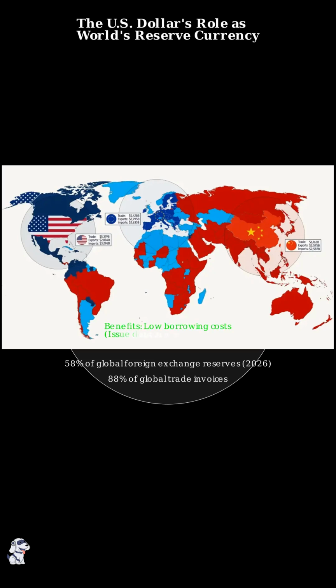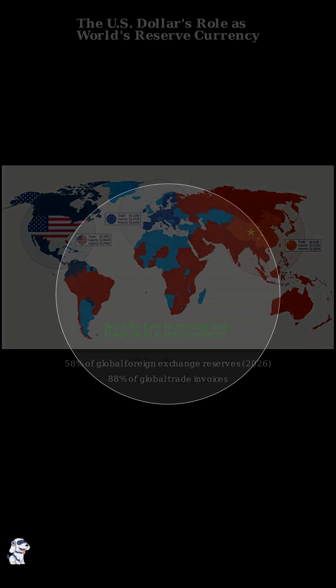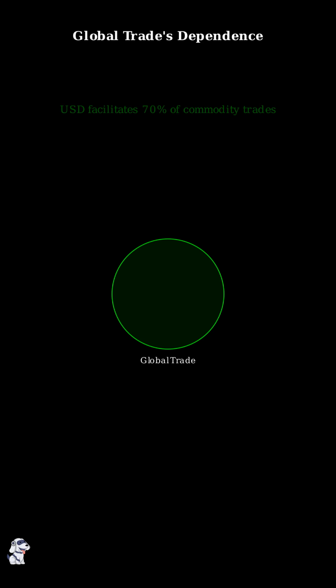This status allows the U.S. to serve as a safe haven asset during global uncertainties. Moreover, it provides significant benefits, including low borrowing costs, as the U.S. can issue debt in its own currency without facing immediate repayment pressures. Global trade relies heavily on the U.S. dollar, which facilitates the vast majority of commodity transactions worldwide. This dependence creates stability but also vulnerabilities.